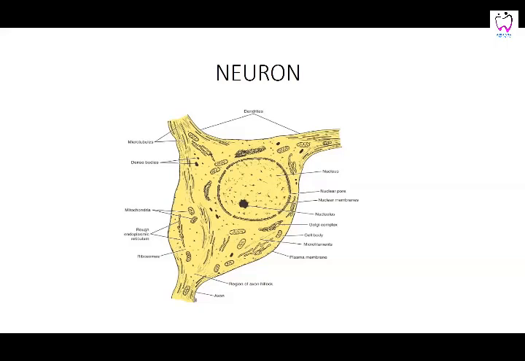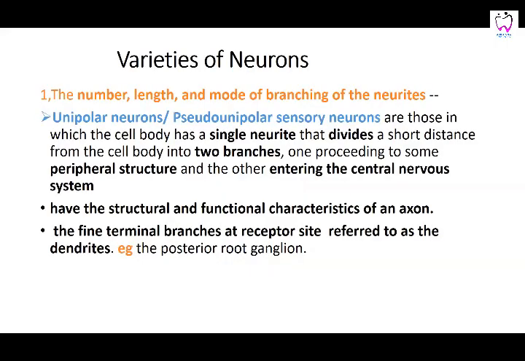And then there is the region of the axon hillock, which does not have the Nissl granules, and you can see all the other substance in it. Then what are the different types of neurons? You can classify them in different ways, according to the length and the mode of branching of the neurites.